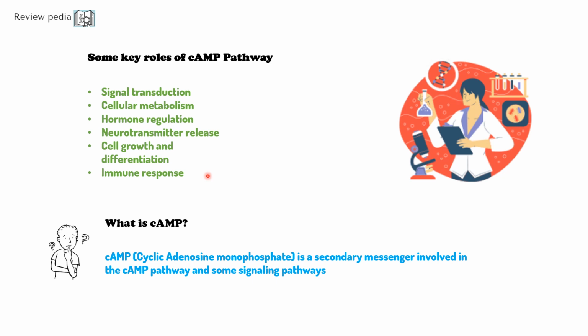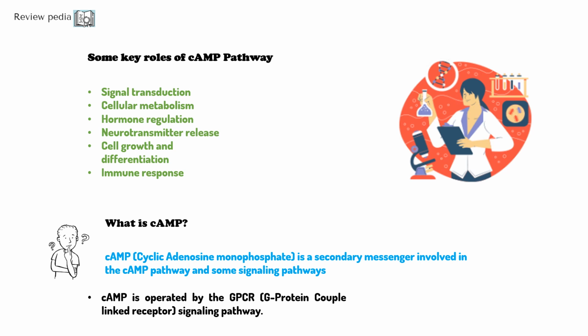So let's just picture this. A cell, like a tiny city, is brimming all over and sending signals as molecular messengers from one place to another. One such molecular messenger that stands out is cyclic AMP. And this cyclic AMP is operated by GPCR, that is G protein coupled receptor.